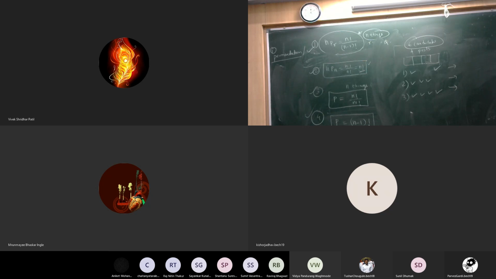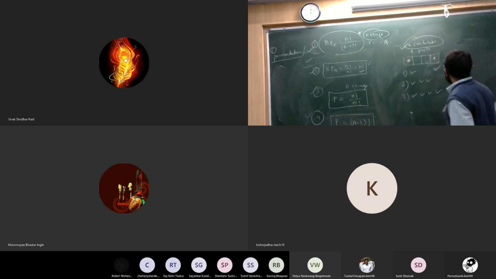For finding the number of ways of filling the first and second post in order, it is nothing but the number of distinct permutations of 6 things taken 2 at a time. Obviously 6P2. 6 candidates are there and this position and this position are going to be filled.